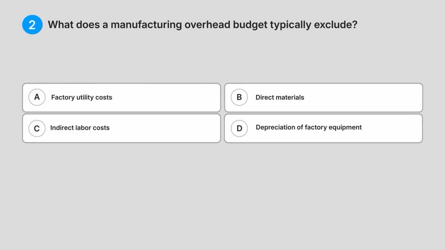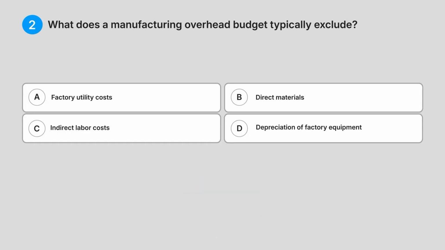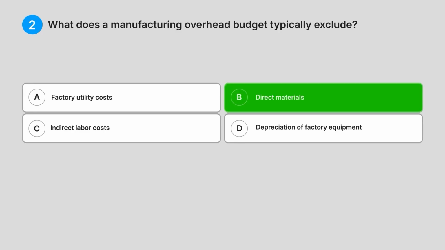Two, what does a manufacturing overhead budget typically exclude? A. Factory utility costs. B. Direct materials. C. Indirect labour costs. D. Depreciation of factory equipment. Do you know the answer? Correct answer, B. Direct materials.